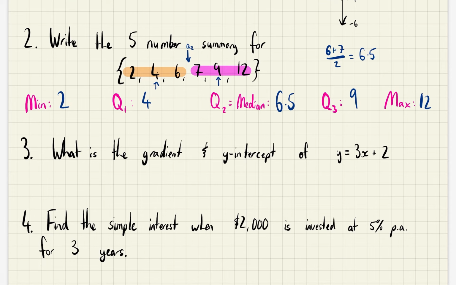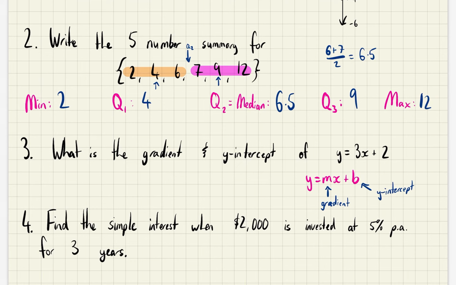Next, question 3. What is the gradient and y-intercept of y equals 3x plus 2? Well, you'll notice I haven't given myself much space here, and that's because I don't really have to do much. Now, this is a straight line. It's not a parabola. But the gradient, I'll just remind everyone, y equals mx plus b. So m's the gradient. It helps if I can spell it. Gradient. And the b is the y-intercept. So we already have those.